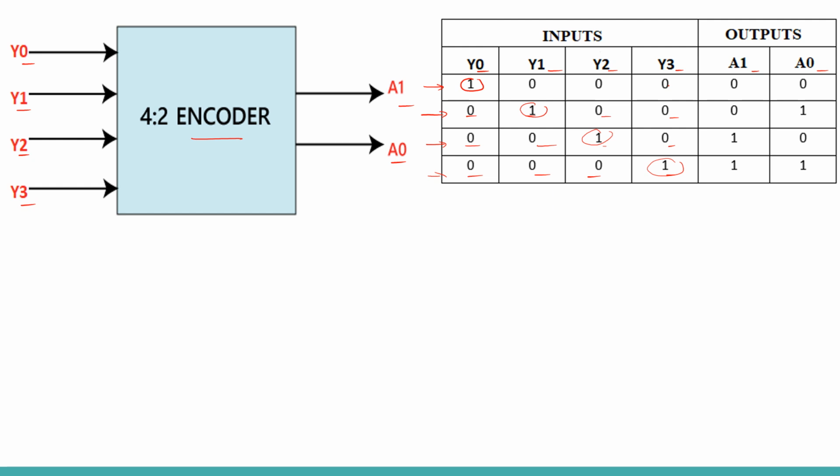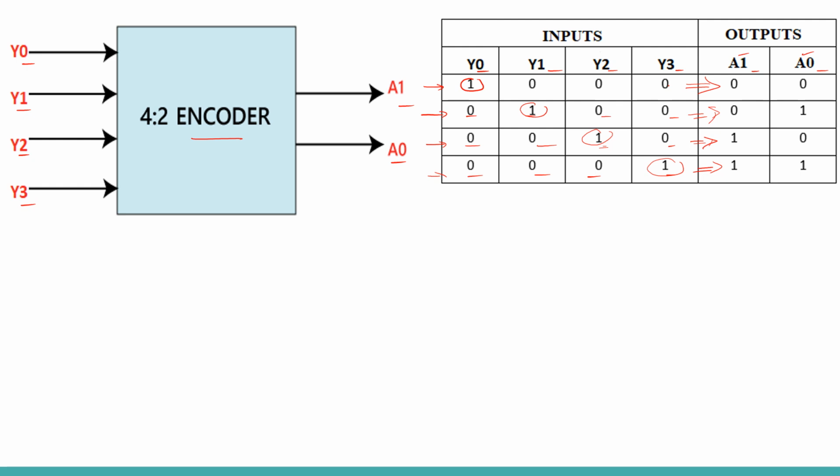So the outputs represent their equivalent binary value. For this one, because y0 is active high, its equivalent binary is 0 0. Here y1, its equivalent binary is 0 1. Here y2, its equivalent binary is 1 0. y3, its equivalent binary is 1 1. Once the truth table is formed, then from these outputs we will write the corresponding expressions for A0, A1.